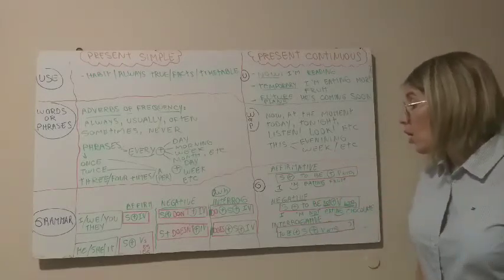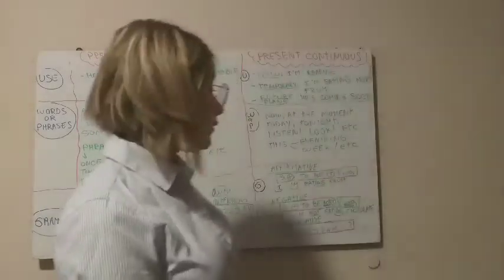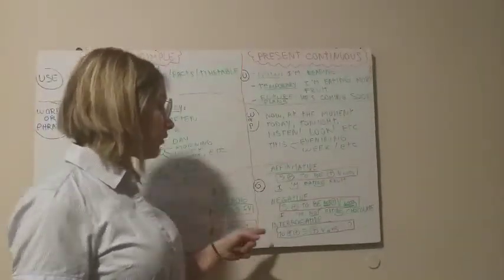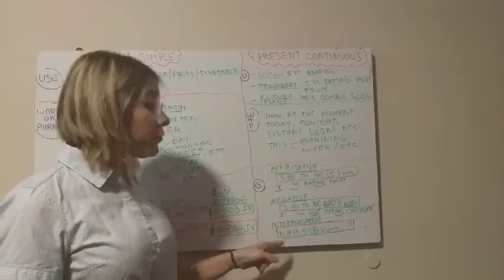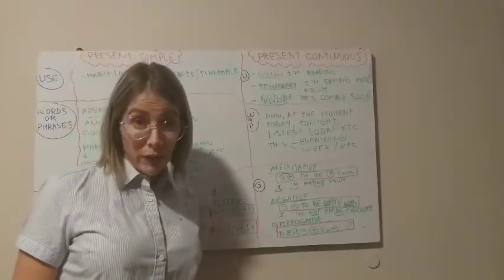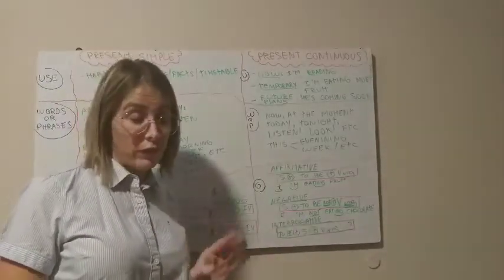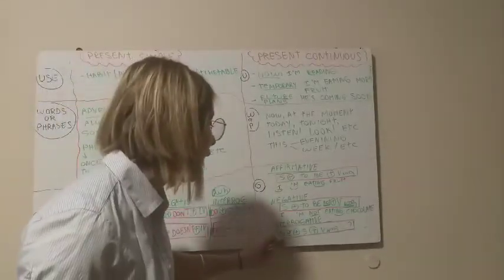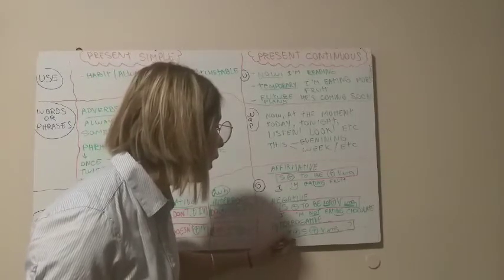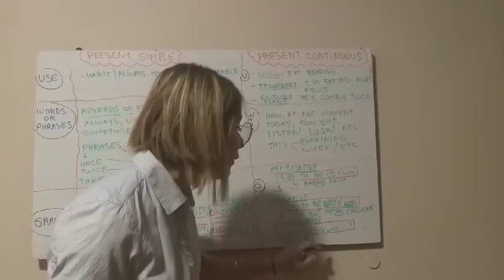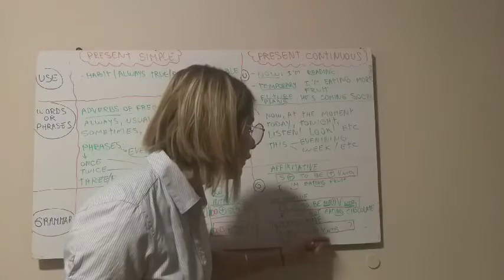Great. And in the interrogative part, you have to write the verb to be at the very beginning. You're going to start with the verb to be, and then the rest of the sentence. In this case, you say, are you eating?